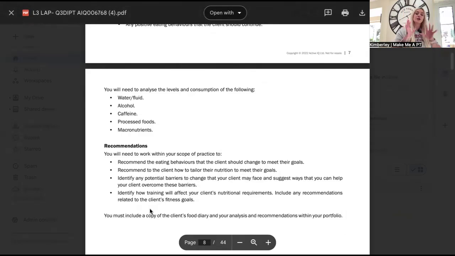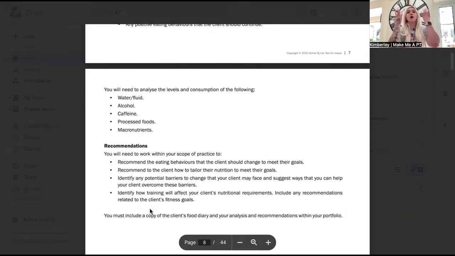So with that in mind, again, it can feel like, oh my God, how am I going to do this? And again, with us, we have exactly this here. So once you have your client's analysis, you can go, right, let's have a look. What are the eating habits? What is it they want to do? What do they want to achieve?